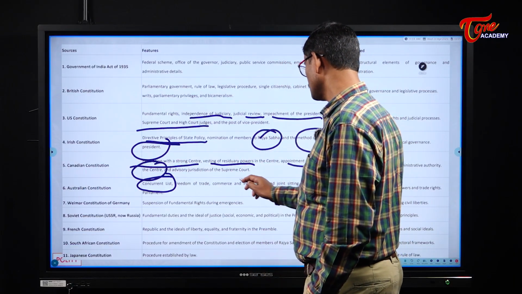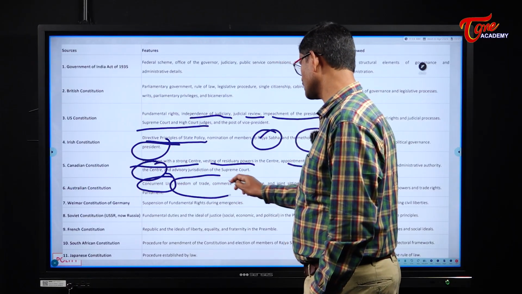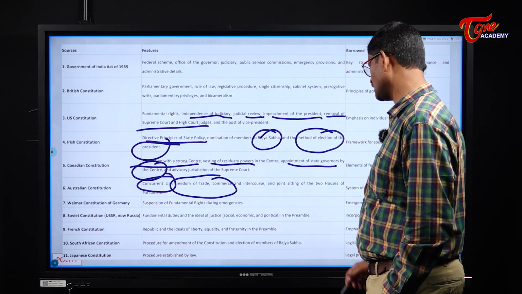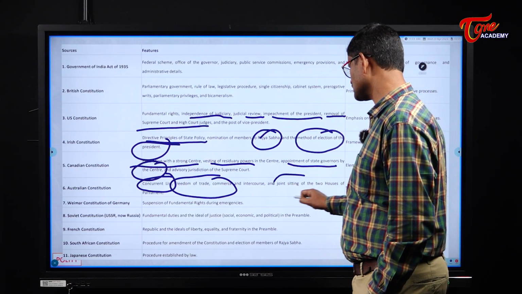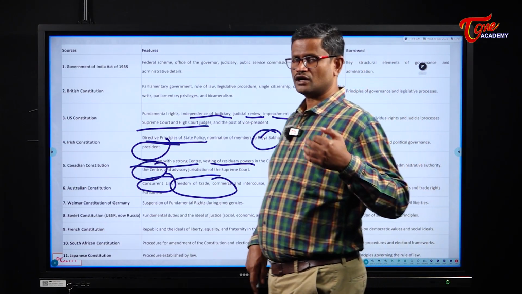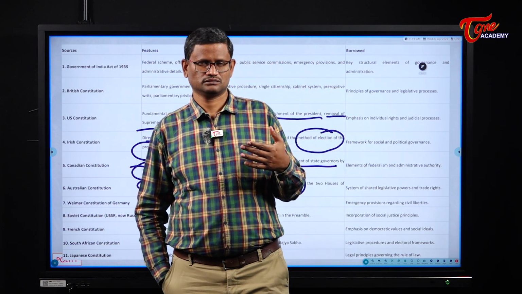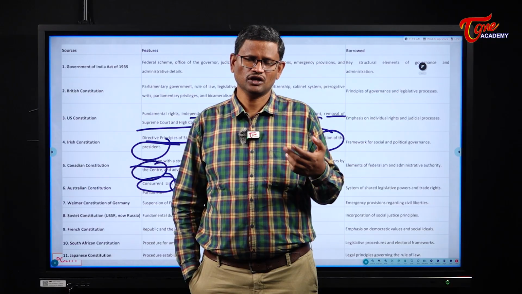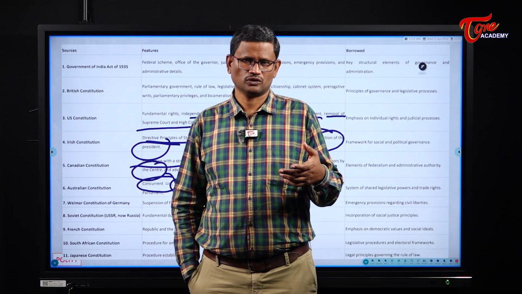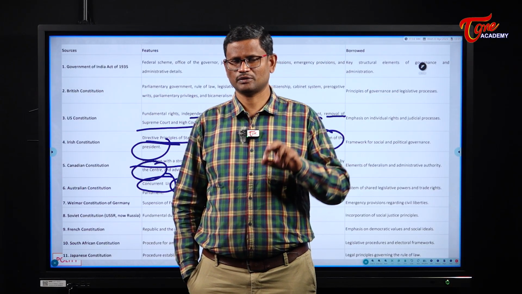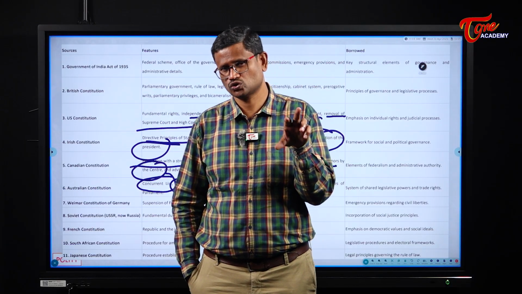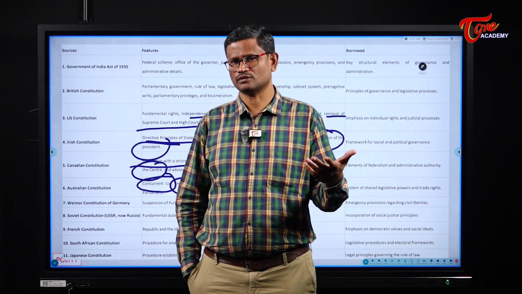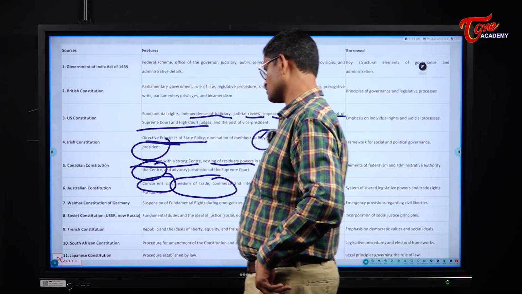In addition to this, freedom of trade and commerce, which was laid down in the Constitution, is again borrowed from the Australian Constitution. And the next most important one, joint sitting. With respect to an ordinary bill, when there is a deadlock between the upper house and lower house, there is a provision for joint sitting. The members of Lok Sabha and Rajya Sabha sit together and decide. This idea of joint sitting is borrowed, again, from the Australian Constitution.